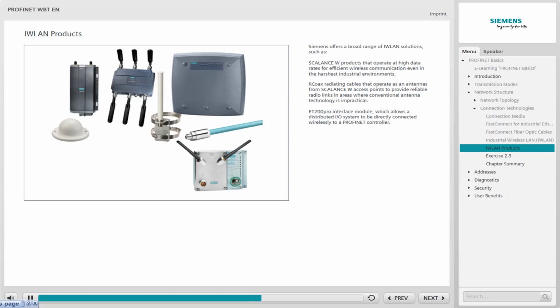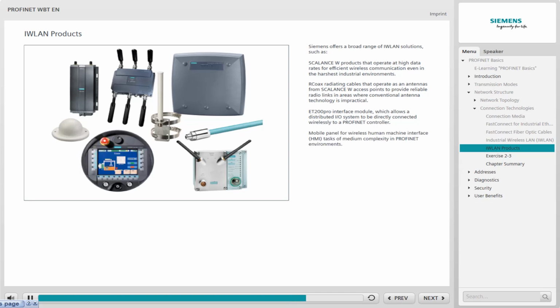ET 200pro interface module for wireless data transfer, which allows a distributed I/O system to be directly connected wirelessly to a PROFINET controller. Mobile panel for wireless human-machine interface (HMI) tasks of medium complexity in PROFINET environments. This provides a solution for operating or commissioning distributed or complex machines and plants.